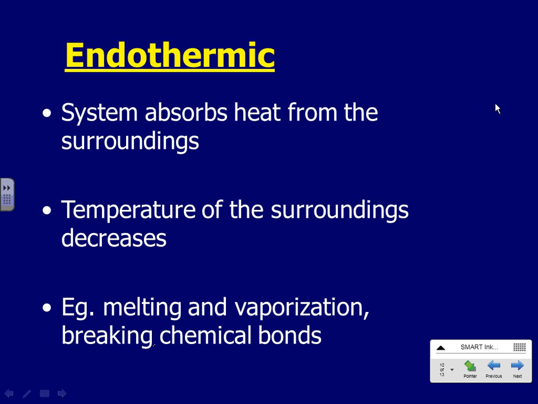So, melting is endothermic. Energy has to go in to melt those things. Vaporization is endothermic. Breaking chemical bonds is endothermic. If you want to break a bond, you've got to put energy into that thing, right? If I want to break that bond, I've got to put some energy in it to break it apart. So we're going to then be transferring this idea to chemical bonds, obviously.